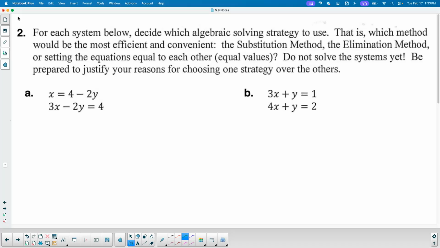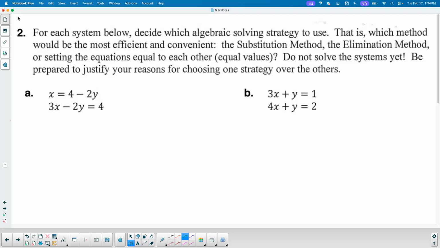What did you guys choose? Substitution. What did you guys choose? Elimination. What did you guys choose? Substitution. 4, substitution. 5, substitution. 7, substitution. All right. You guys were the only ones that chose elimination. Why did you choose elimination on that one? As is? Or do you have to do some stuff first? Okay. I would agree that you would have to do some stuff first for that one.